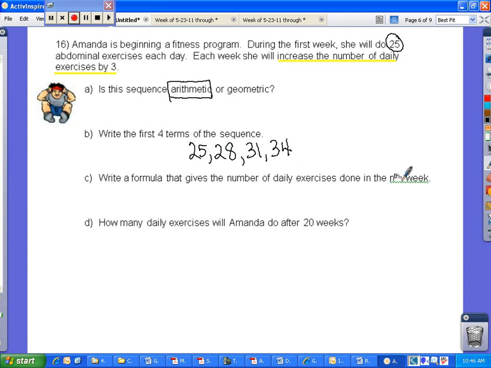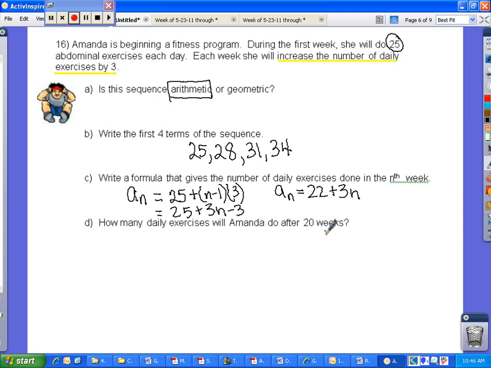So in order to get to the nth week, I'm going to use my a sub n for an arithmetic sequence. So my first term is 25, and then n minus 1 times my common difference of 3. If I simplify that formula, it's going to give me 25 plus 3n minus 3, which will give me a sub n equals 25 minus 3, which is 22, plus 3n.